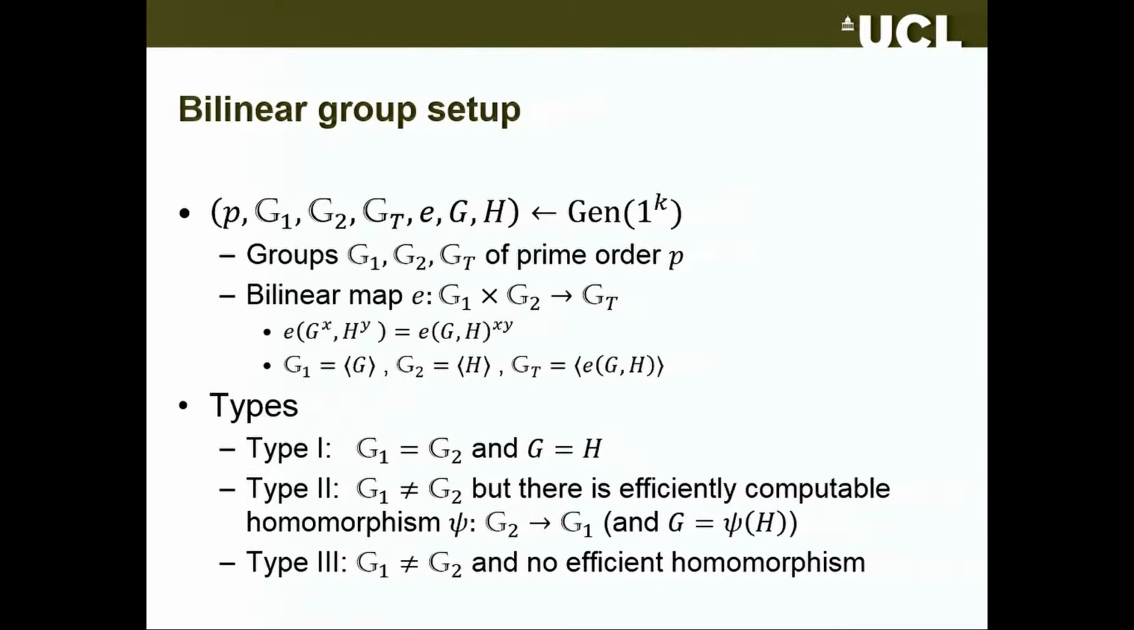So conceptually, the type 1 setting is a simple one, because we just have one source group that we operate with. Efficiency-wise, the type 3 group is the most efficient one, because it has the smallest group elements. But in this talk, I'm going to focus on the type 2 setting and see what's special about that setting.